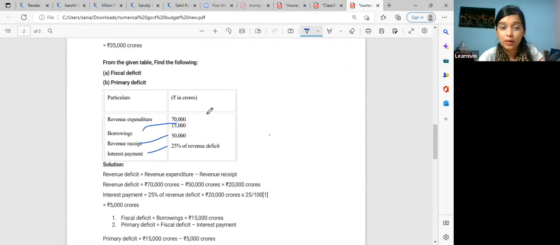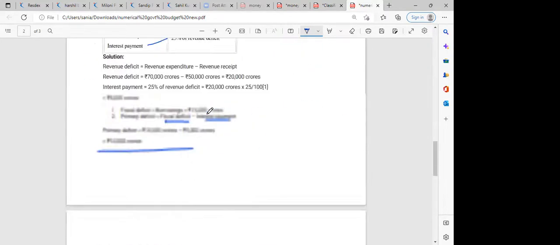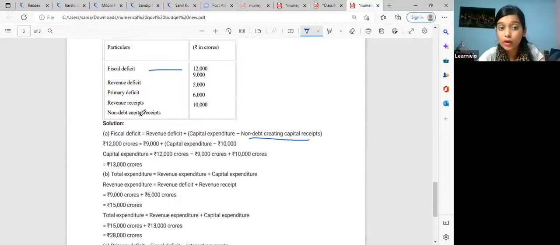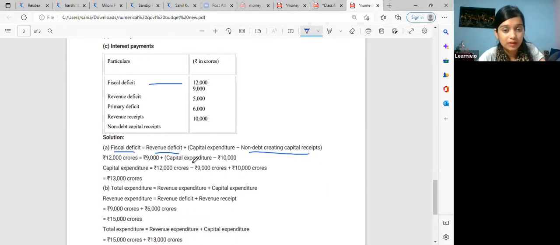Everyone getting what I'm telling you? This term is clear. Non-debt capital receipt is basically something you are excluding, right? You are deducting the borrowing you have taken. So simply you put it in the formula and you will get the answer. Fiscal deficit is already given, revenue deficit is already given, capital expenditure you have to find out, and this non-debt receipt is already given. So you will put this in and get the answer.